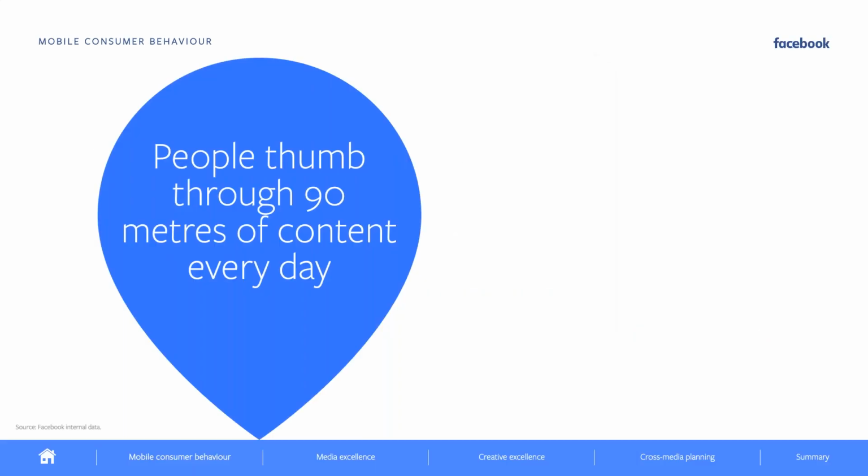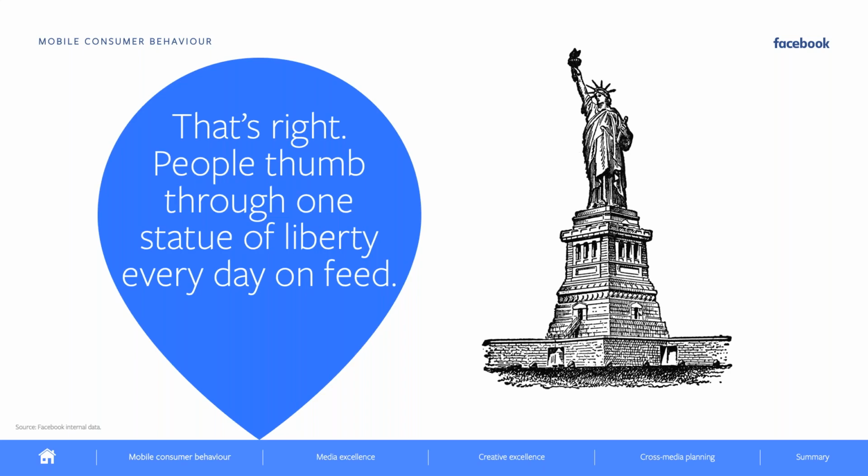Of course, the shift to mobile also means that people use our platform much more frequently. People on average visit Facebook 12 to 15 times a day, and by coming back so frequently, we actually see that people on average scroll through 90 meters of feed every single day. That equals the total length of the Statue of Liberty, which is a lot when you think of the size of your mobile screen.